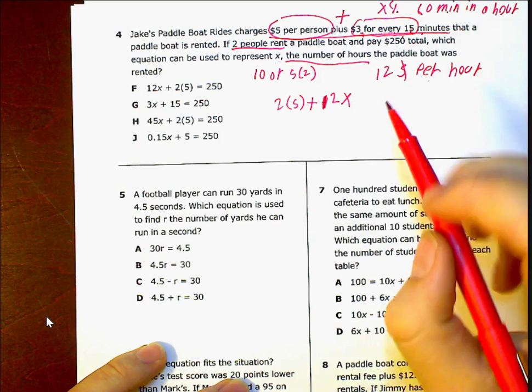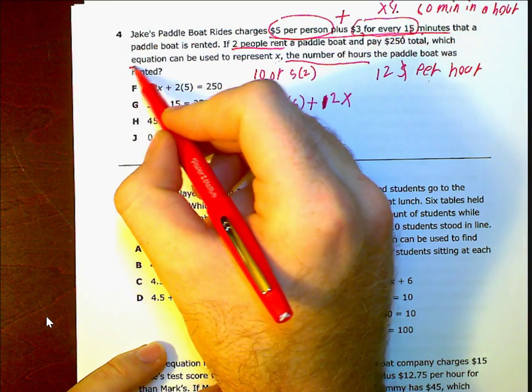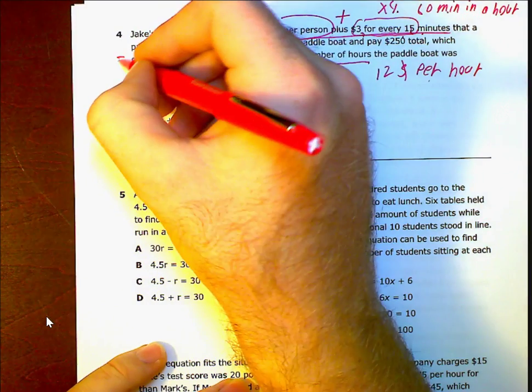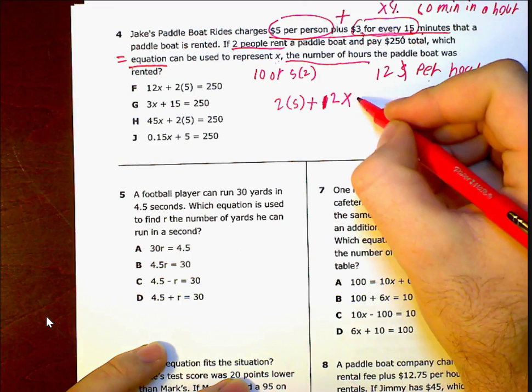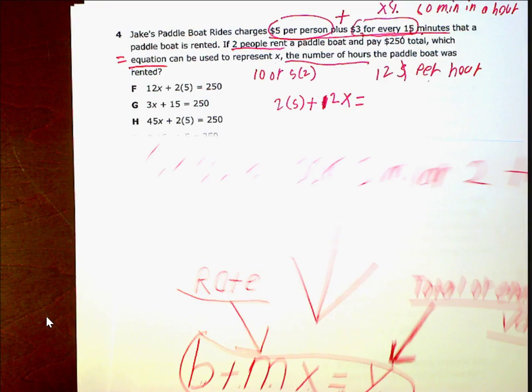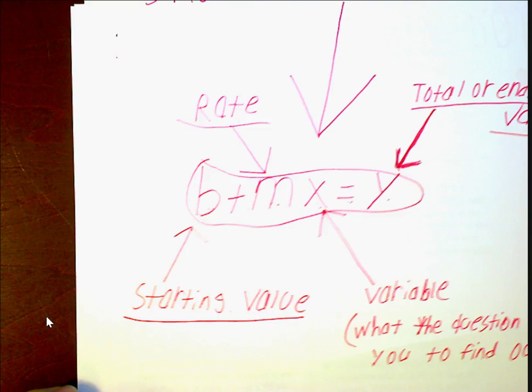Okay? And then let's see. And then you see the word equation. They make it easy for you. You see the word equation, so you know you're going to use an equal sign. So we know we will have equals. And then going back to my b plus mx equals y, it's looking like it's turning out that way.